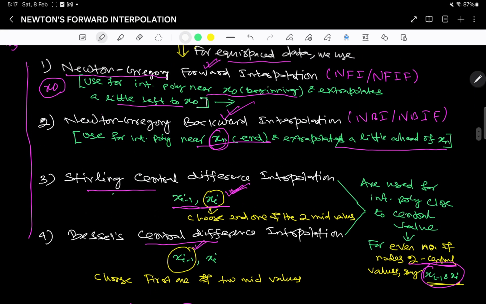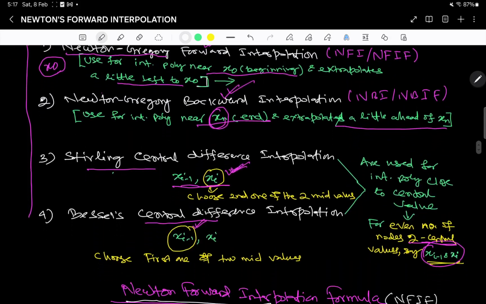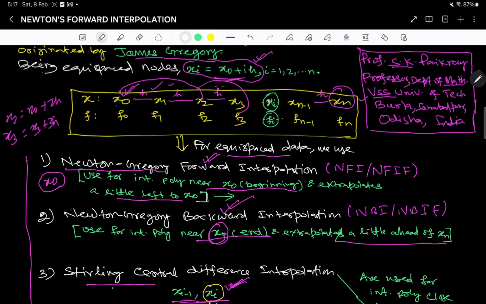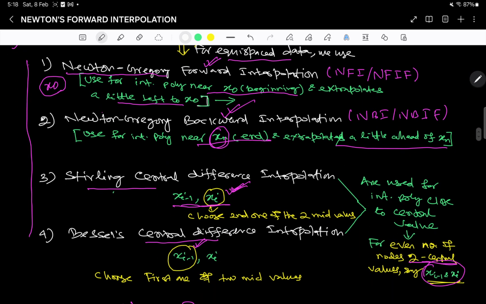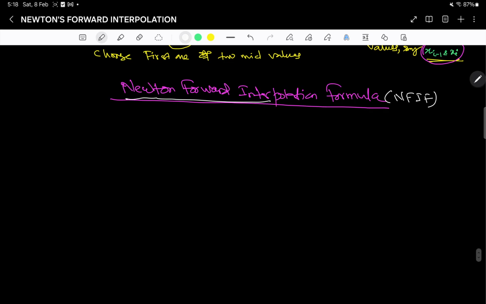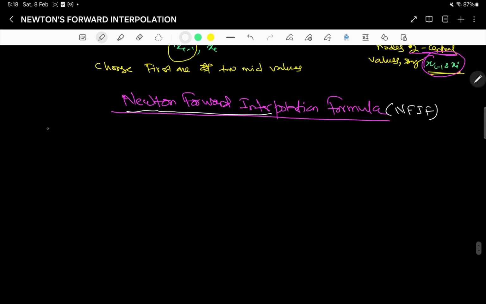Here you see we are given tabulated data like this. This xi here is a central value, but while working on this we have to concentrate on the initial point, for forward. Now n plus 1 nodes are given, so consider a polynomial of degree n. Let me derive the formula.